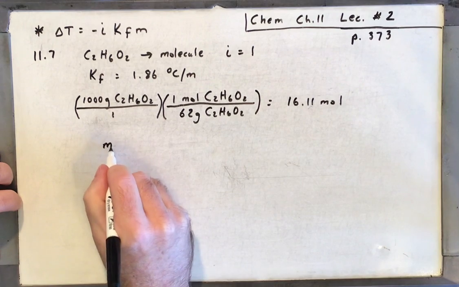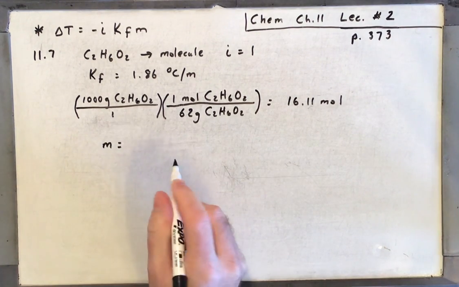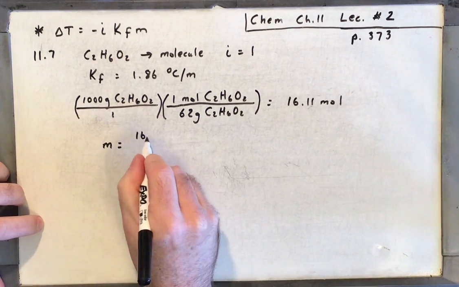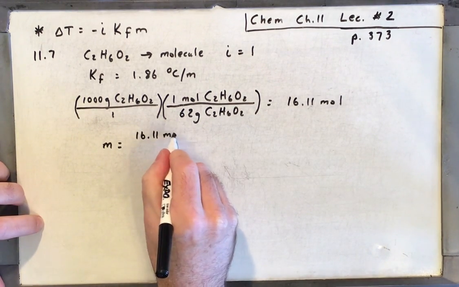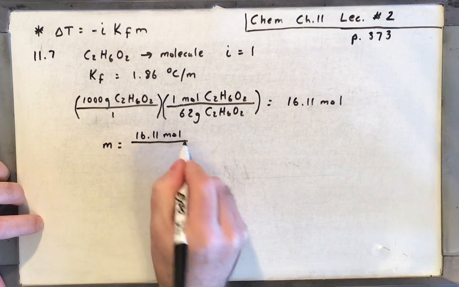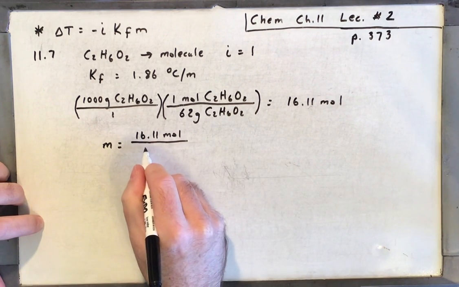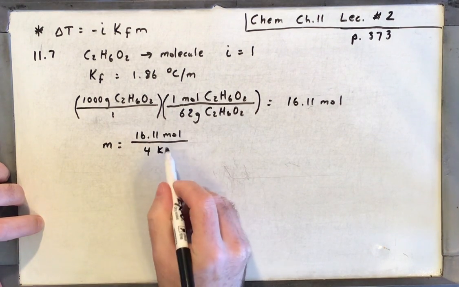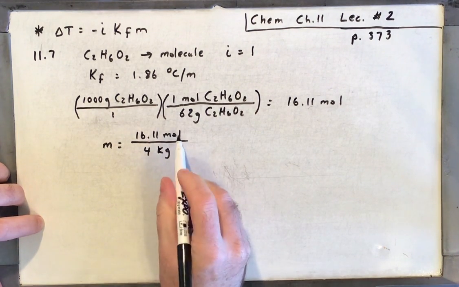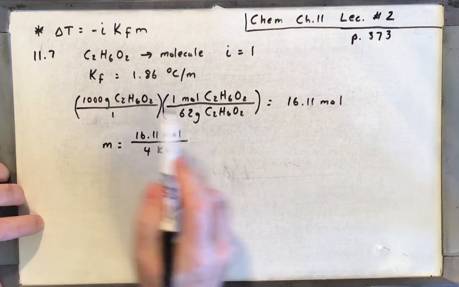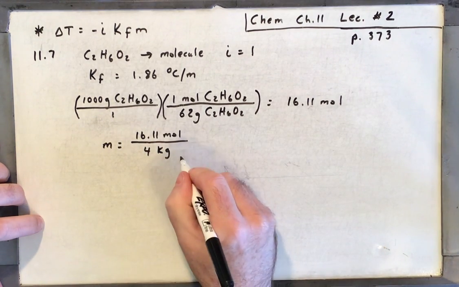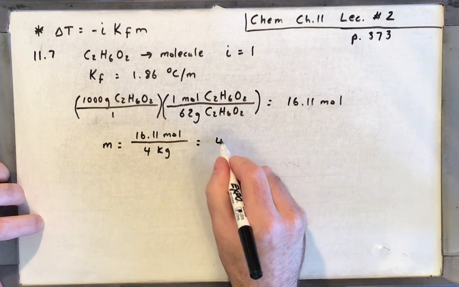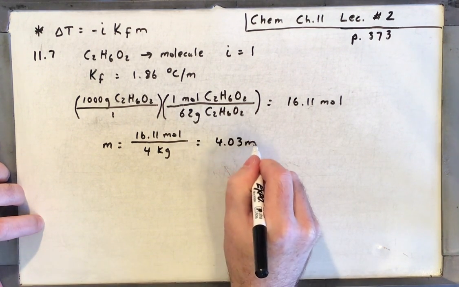So our molality is equal to moles of solute, 16.11, divided by kilograms of solvent, which is water, so 4 kilograms. Now you have to be careful. Don't divide it by the 1 kilogram because that was of the solute. All right, solute over solvent. So that is a molality of 4.03.